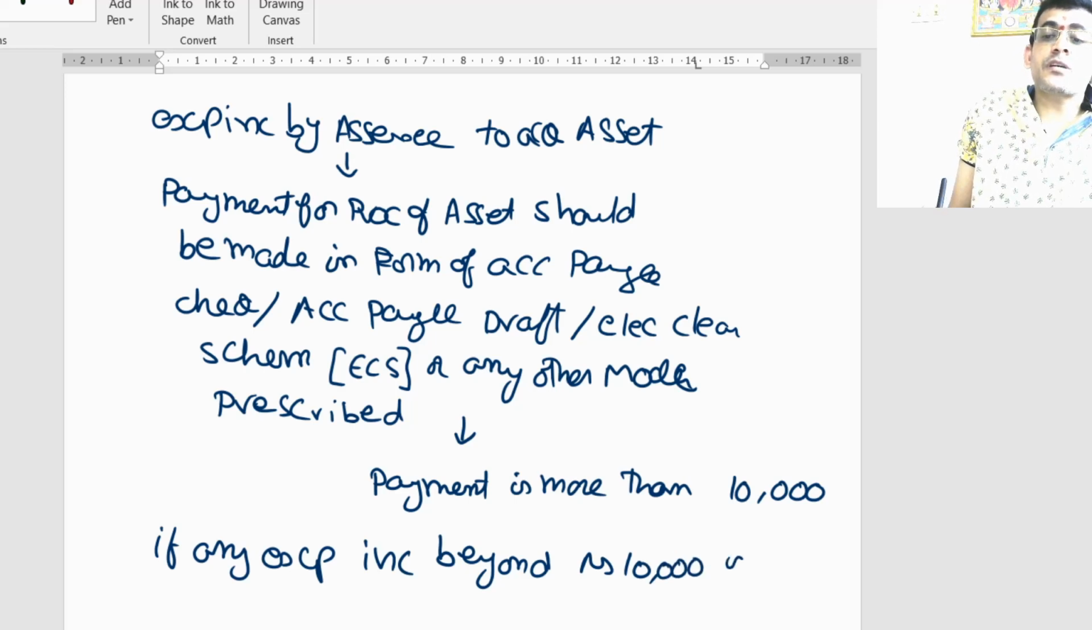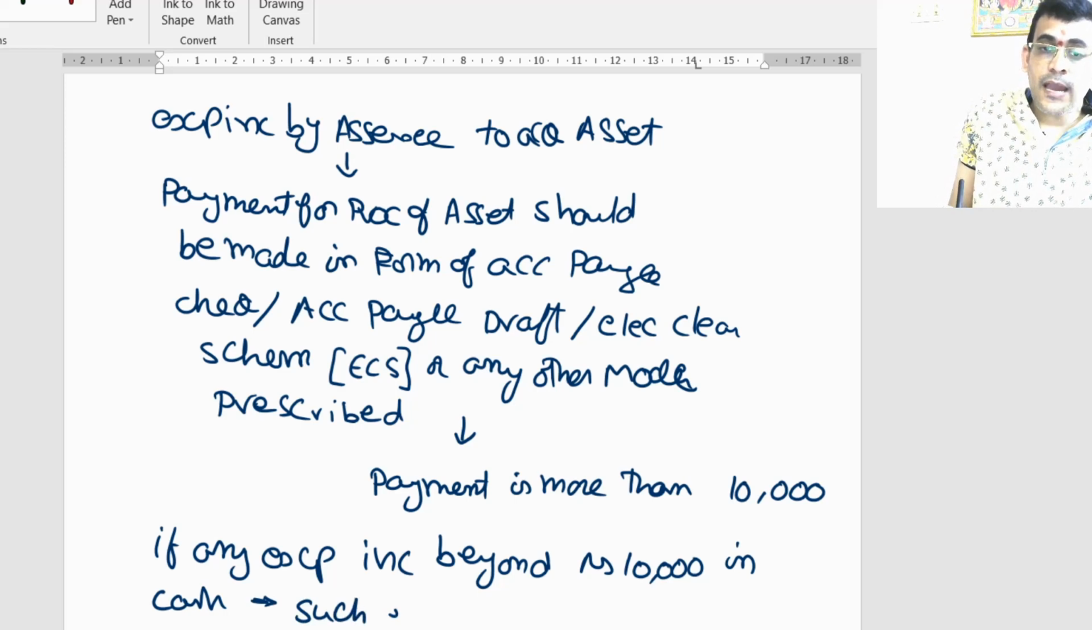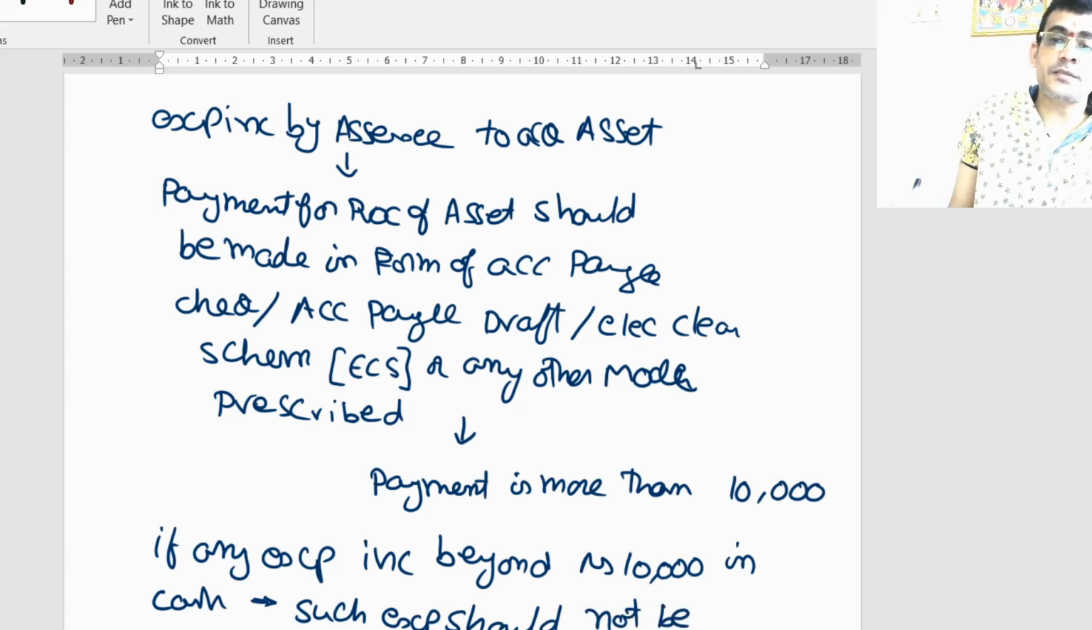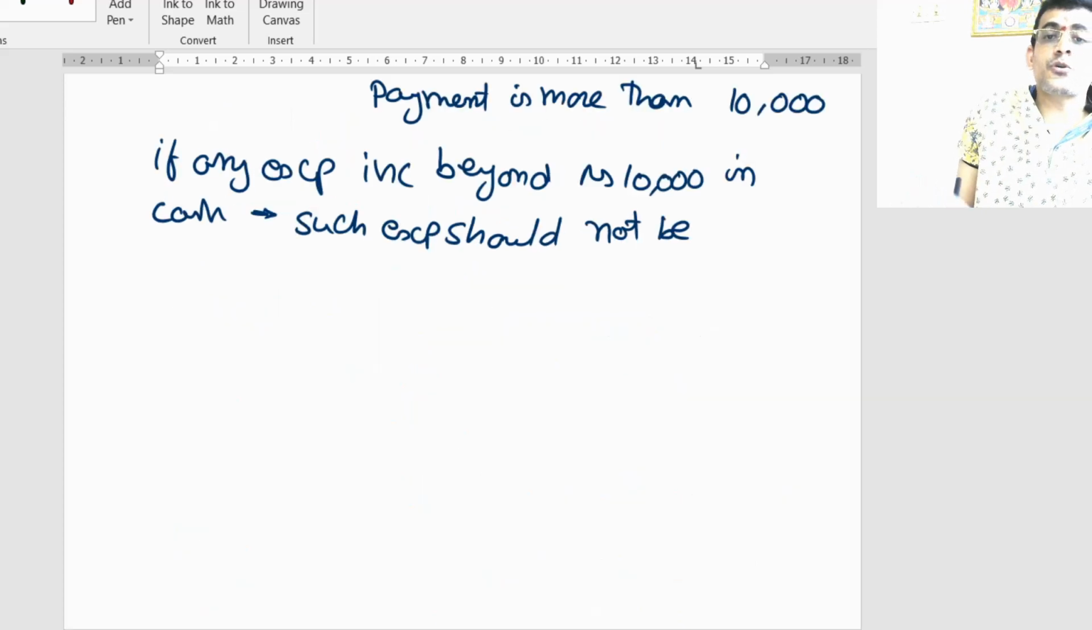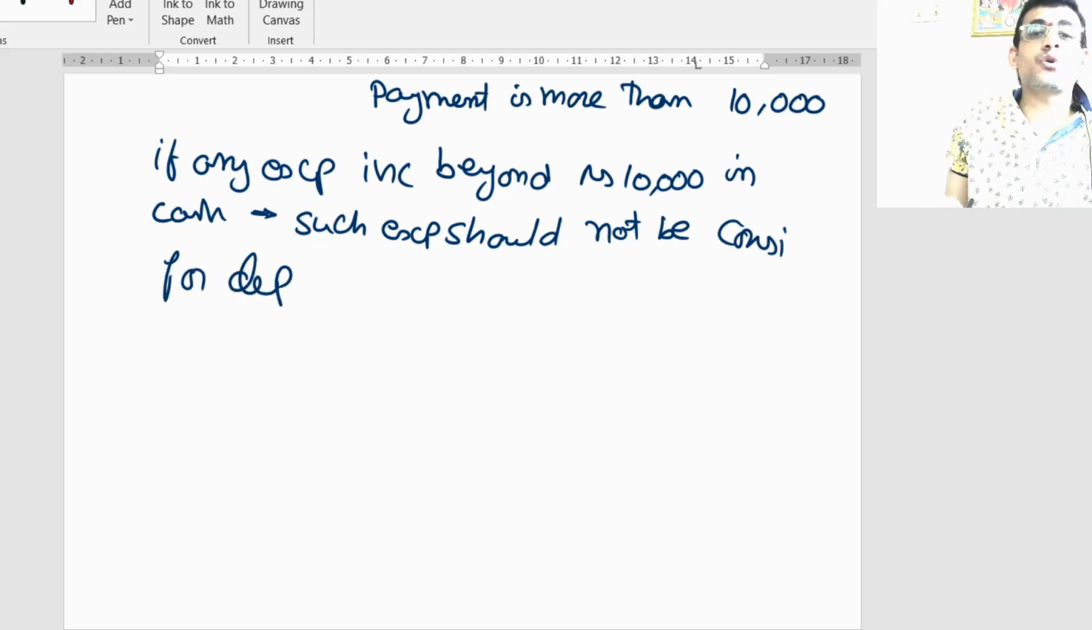Beyond rupees 10,000 in cash, if you are incurring any expenses beyond 10,000 rupees in cash, such expense should not be considered. So such expenses should not be considered for depreciation. Such expenditure should not be considered for depreciation. Now whatever I had mentioned there, let me put that in as an example.